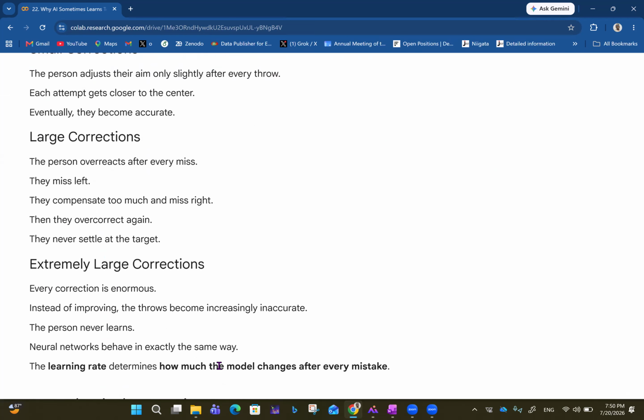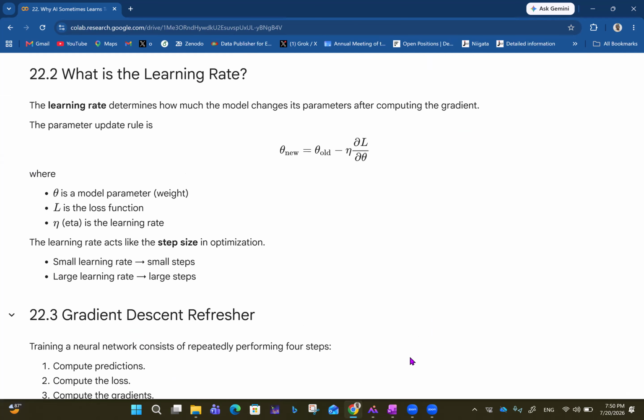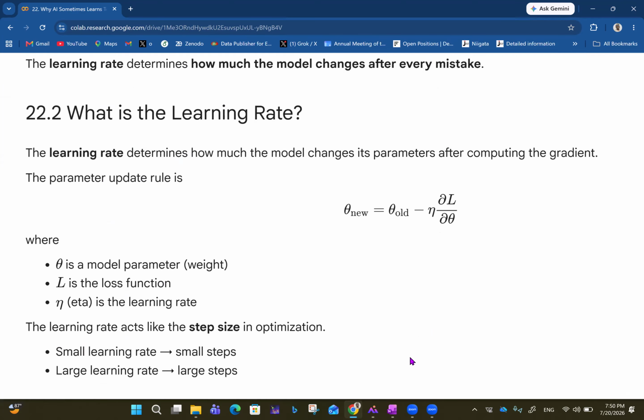The learning rate determines how much the model changes after every mistake. So the question now is, what is the learning rate? Of course, we've talked about it a lot. The learning rate determines how much the model changes its parameters after computing the gradient. The parameter update rule is, of course, the gradient descent algorithm. The new value of theta is the old one minus the learning rate multiplied by the gradient of the loss function with respect to theta. Theta is a model parameter, which you can call a weight. L is the loss function, and eta is the learning rate. The learning rate acts like the step size in optimization. Small learning rates mean taking small steps, while large learning rates mean taking large steps.